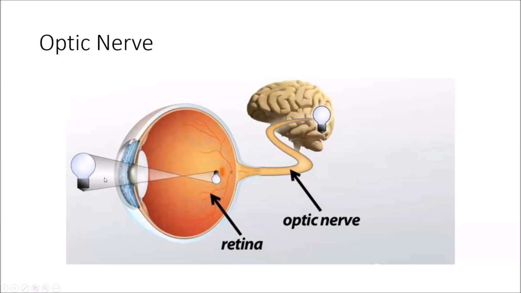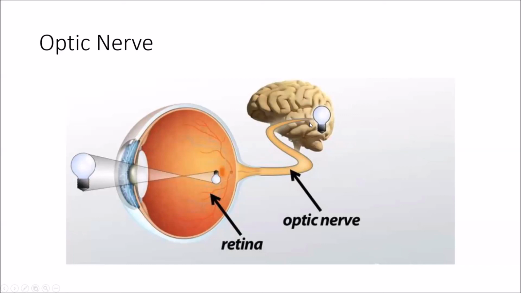But once this information gets into our eye and passes through the cornea and the lens, that's going to flip this image upside down. So initially the image that we see is upside down, but because all of this information is collected by the nerve cells and the rod cells, which have the ability to detect light, it's going to send that information to the brain.